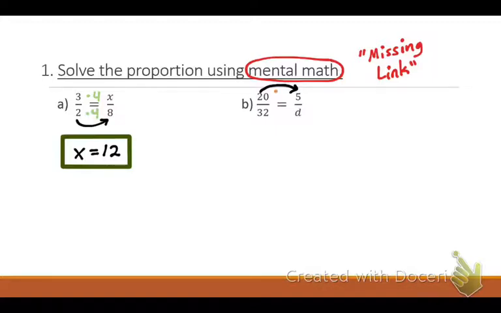Divide by 4, because I am going from something bigger to something smaller. So if on the top 20 divided by 4 equals 5, I also need to divide the bottom by 4. Class, what is 32 divided by 4? 8. So the answer is d equals 8. Now sometimes you cannot easily find the missing link, but if you can, this is definitely the fastest way to solve.